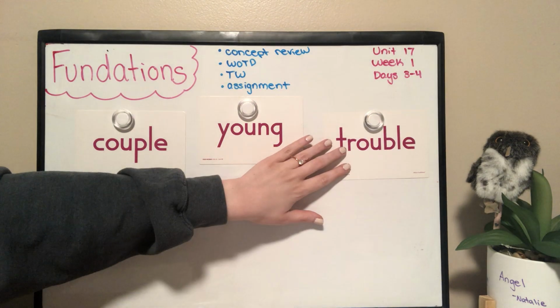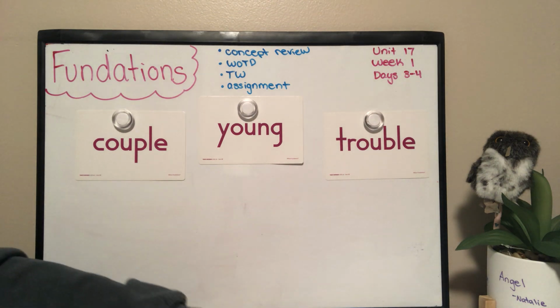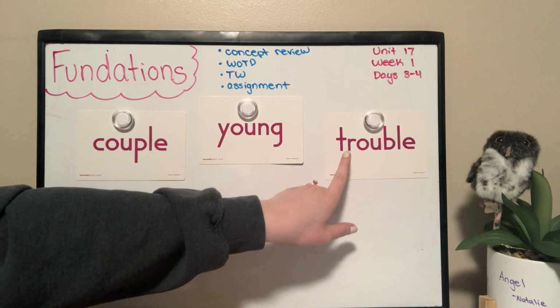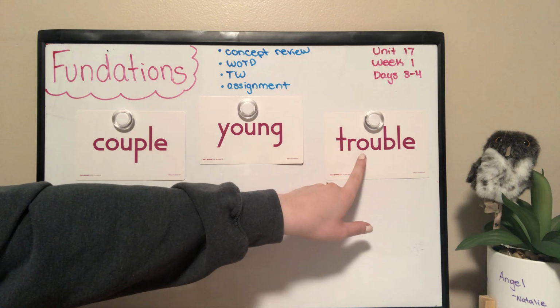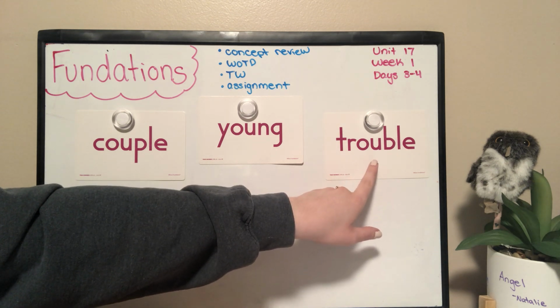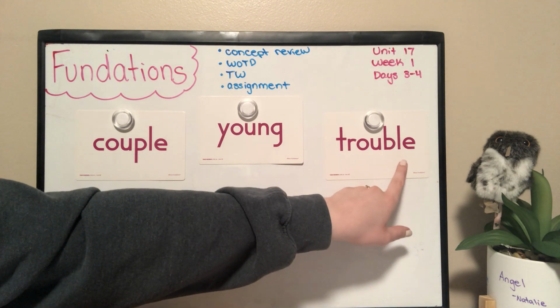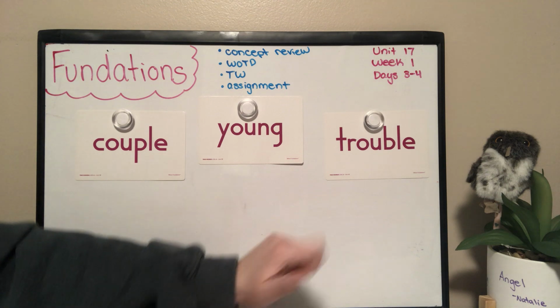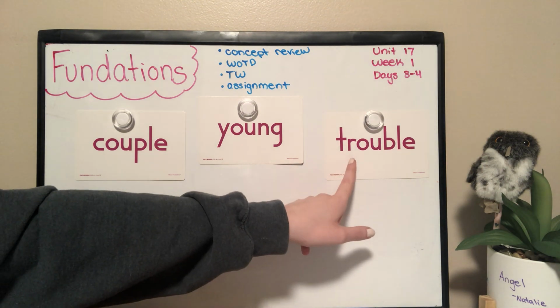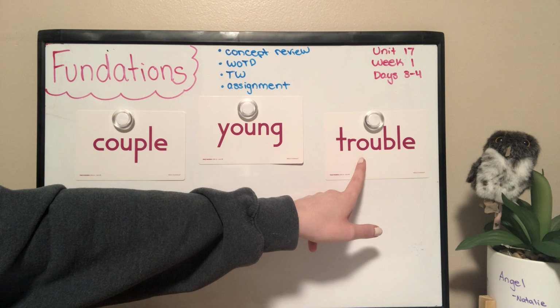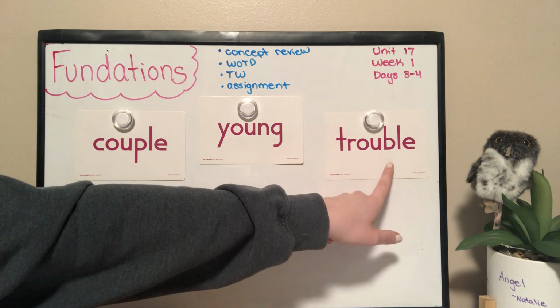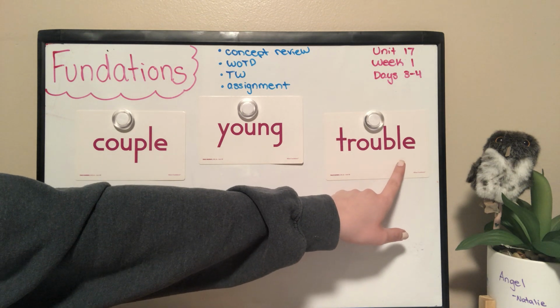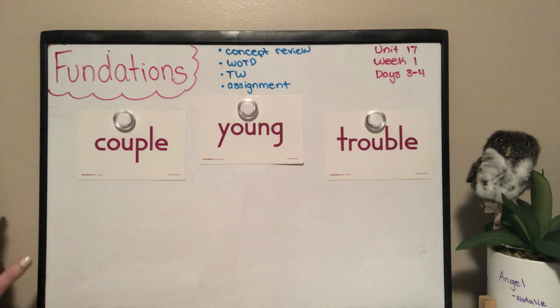Trouble. Let's go ahead. Be my echo. T, R, O, U, B, L, E. Nice. One more time. T, R, O, U, B, L, E. Awesome. So all of these words have the doubled vowel team OU.